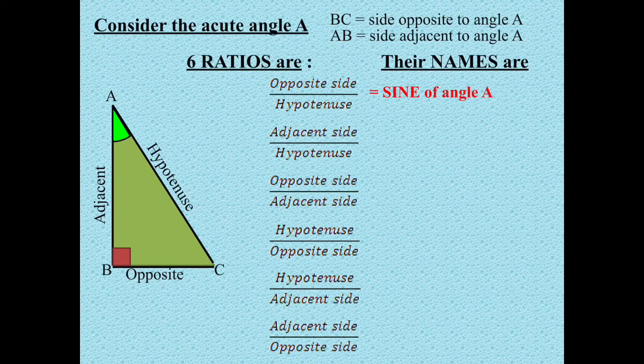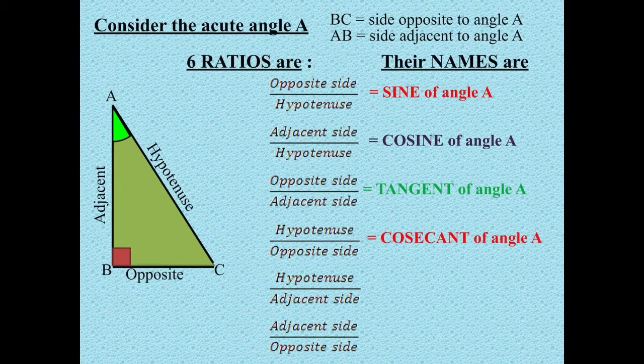So, the first ratio, opposite side upon hypotenuse, is called sine of angle A. The second ratio, adjacent side upon hypotenuse, is called cosine of angle A. Then opposite side upon adjacent side is called tangent of angle A. Hypotenuse upon opposite side is called cosecant of angle A. Hypotenuse upon adjacent side is called secant of angle A. And the last one, adjacent side upon opposite side, is called cotangent of angle A.